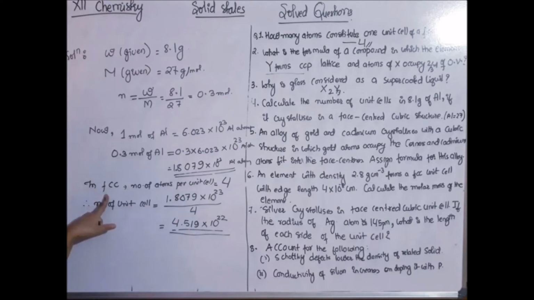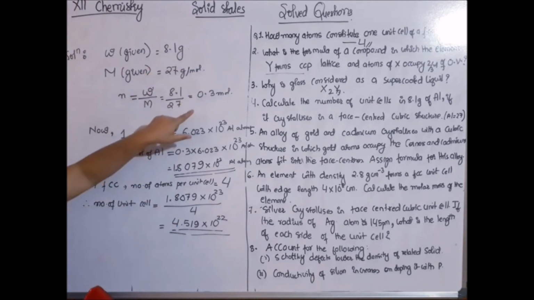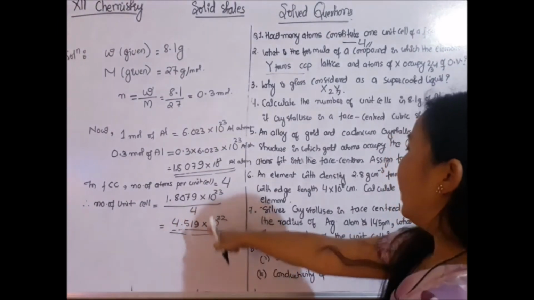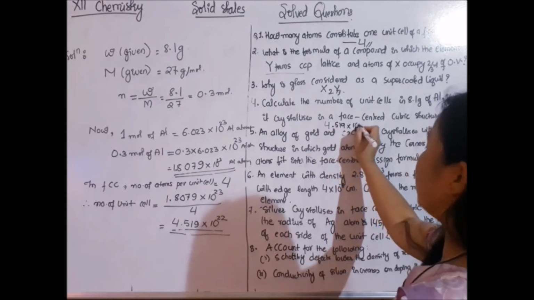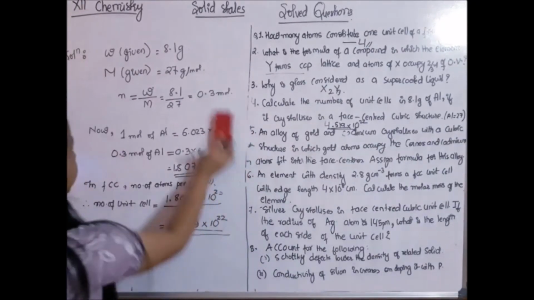So face centered ma हामीलाई के याद छ? So number of atom per unit cell कति हो? 4 हो भयो. हाम्रोमा 80 number of atoms छ. If you divide it by 4, you will simply get the total number of unit cell present in 8.1 gram or okay 0.3 mole of aluminium. Now what is the next question? बुझ्यो? So answer यहाँ कति छ? For this answer is 4.519 into 10 to the power 22. Okay. Now next question. 5.